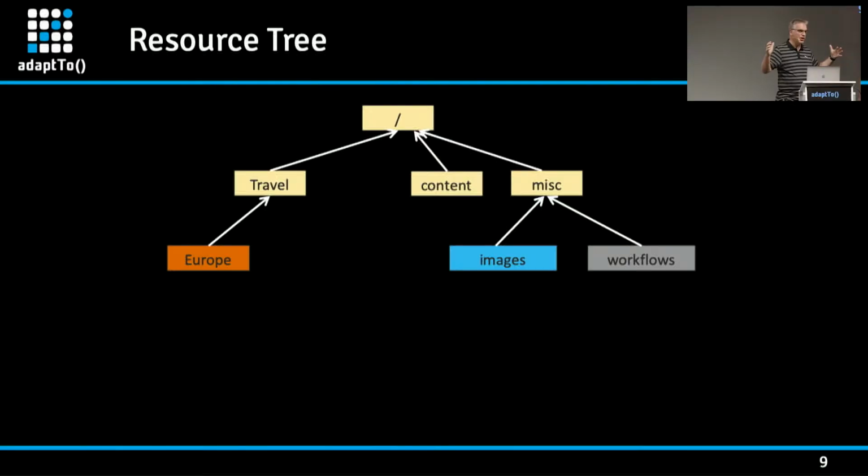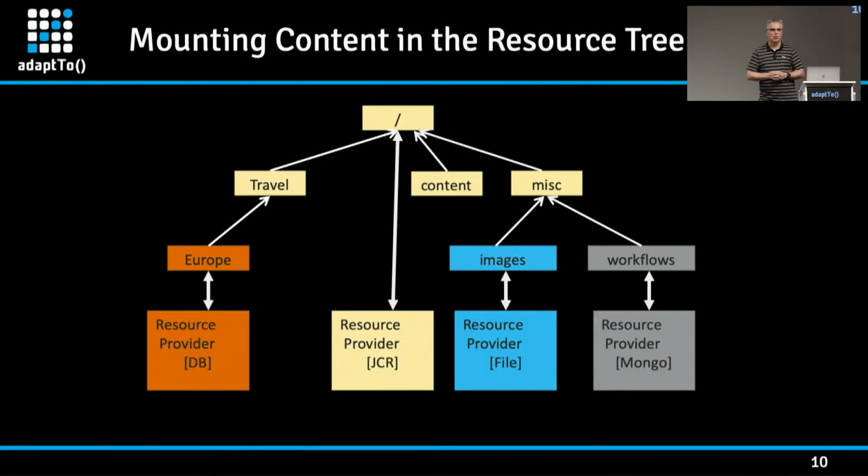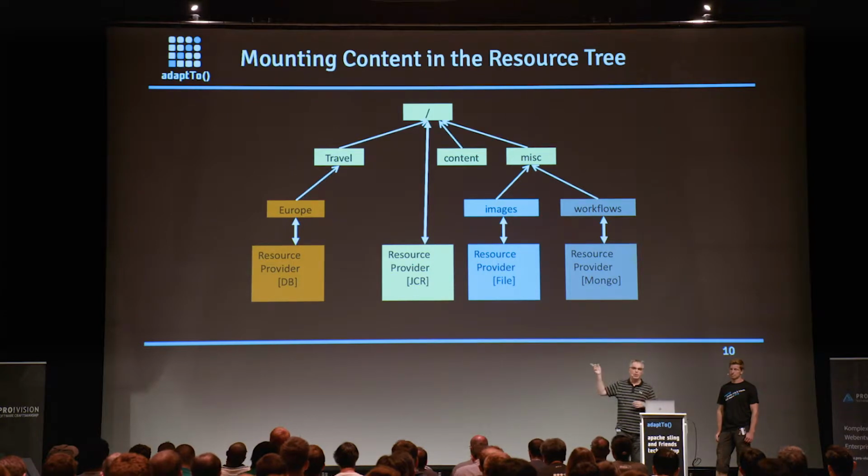If you think about this resource tree that is spanned by all the resources, it could, for example, look like this one, a basic tree with a root node and some nodes underneath. In fact, these nodes could be provided by different so-called resource providers. In this example, we have the JCR resource provider mounted at the root node. So all these yellow nodes are provided by the JCR resource provider. Then on the left, we have a resource provider connecting to a database. So everything that is underneath the Europe tree comes from that provider, and so on with all these other different providers. So that's the basic concept in Sling if you want to connect to additional content. You basically implement a so-called resource provider.